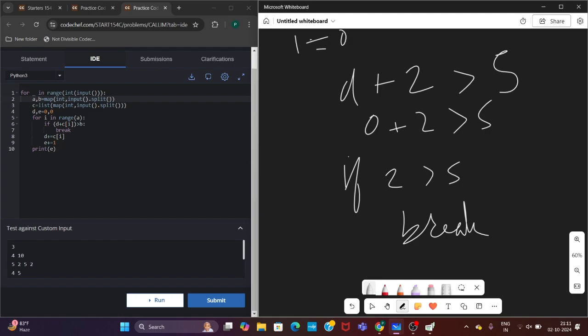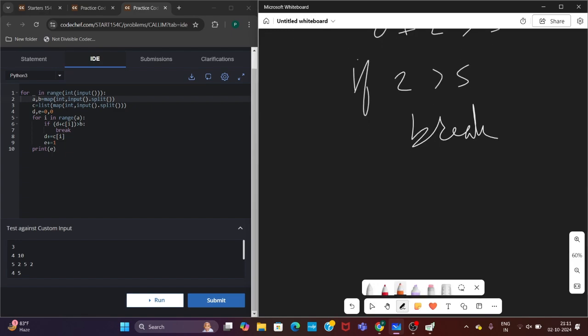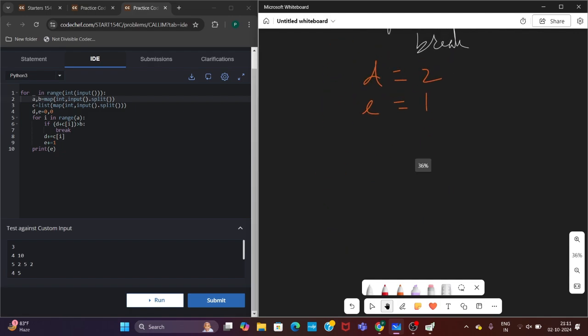As you can see, 2 is not greater than 5, so we will simply add it to D. Our D will now be 2, and our E will be incremented by 1, meaning Sushil has eaten one sweet. Done with it. Now iteration number 2.